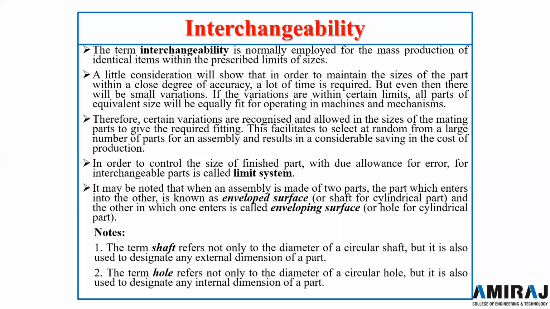So basically, in order to control the size of a finished part, which due allows for error, for an interchangeable part is called the limit system. So remember this, what is the limit system? The limit system is nothing but just to control the size of the finished part which due allows for error, and that is called the interchangeability of parts.